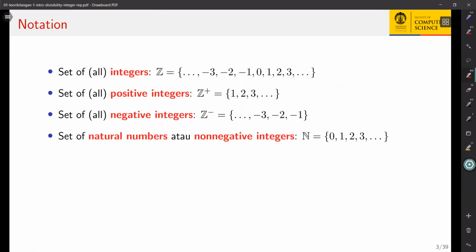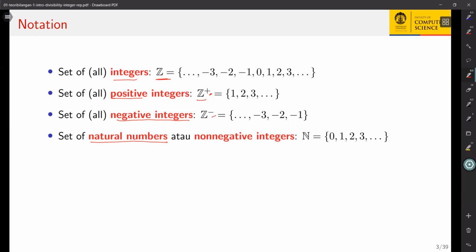Now, let me put forth a set of notations here. We will use Z to indicate the set of all integers. The set of all positive integers will be Z plus, so we put plus here. And then Z minus will be the set of all negative integers. Now, there is also another familiar set, which is the set of natural numbers, where in computer science, we define the set of natural numbers to start with 0. So 0, 1, 2, 3, 4, and so on. Not starting from 1.